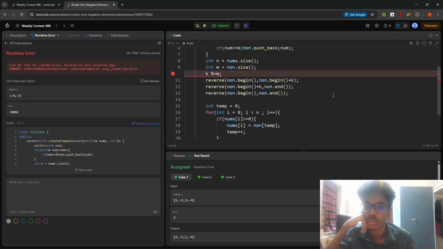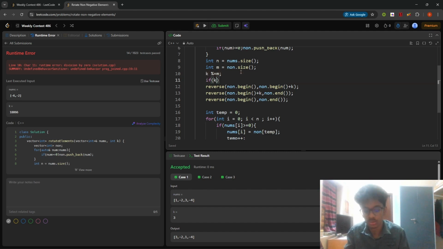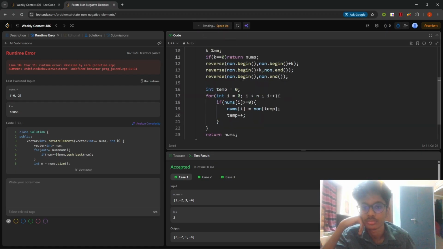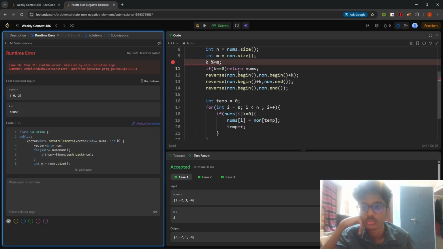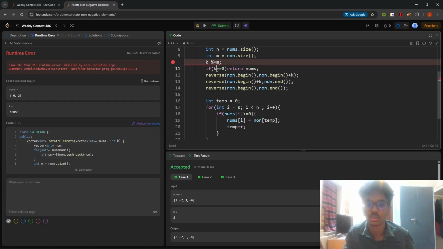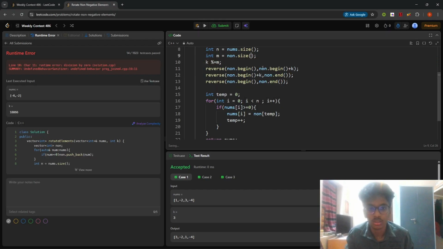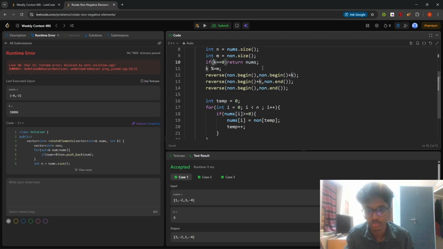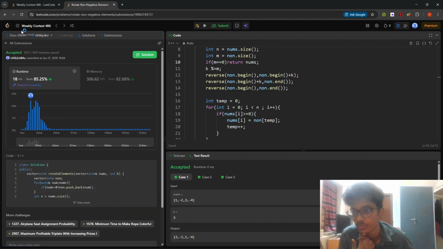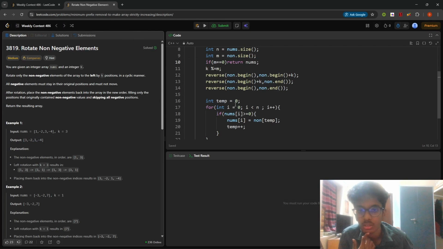Division by 0. Where are we dividing? Okay, so if k equal to 0, return nums. Sorry, not k equal to 0, if m equal to 0. Okay, so if m equal to 0, return nums. Yeah, done. Now let's move to the first problem.